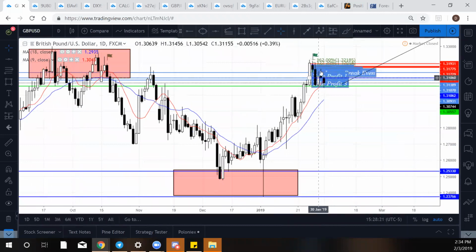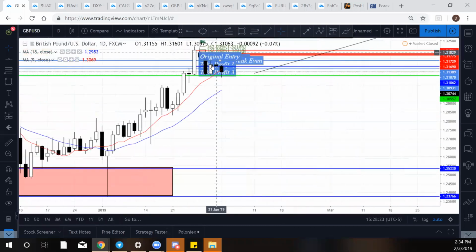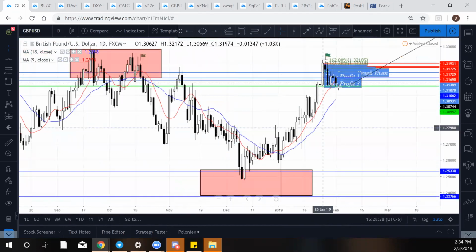I personally would ignore this upside down hammer right here, simply because we're in the weekly institutional order flow to the upside. Let me see if I can find that. I can show you guys the Wyckoff thing here in just a second.